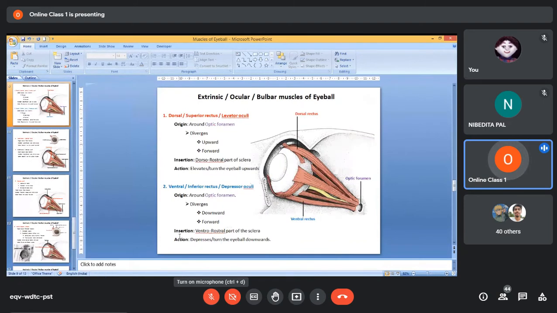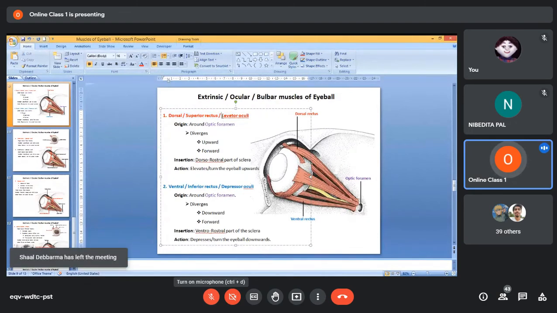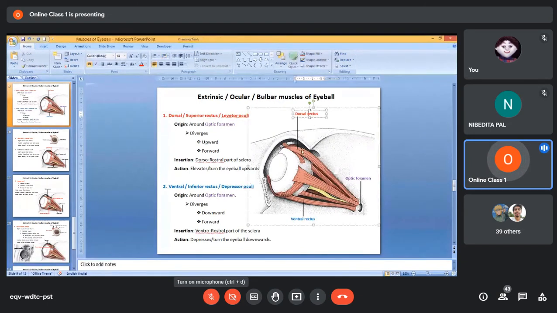Now let us discuss the muscles one by one. This is very, very important from the examination point of view. For the different ocular muscles, you have to remember their point of origin, insertion, and action. The first ocular muscle that I am going to discuss is the dorsal or superior rectus, or levator oculi muscle. The first two names, dorsal or superior, are based on position. Levator oculi is based on its action or function. Here this red one is the dorsal oblique muscle.